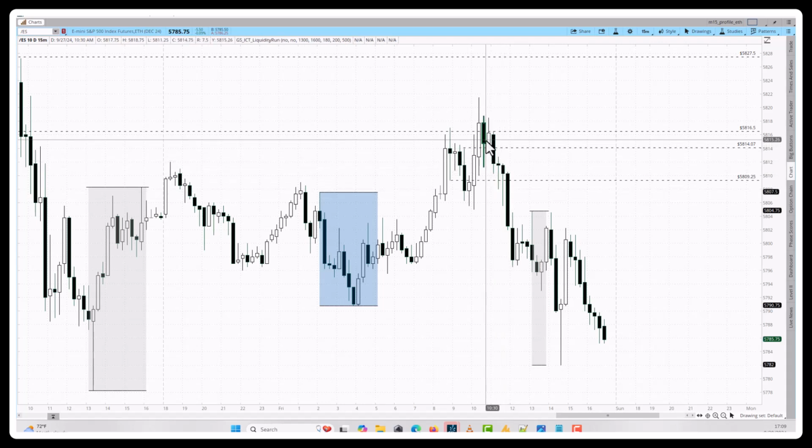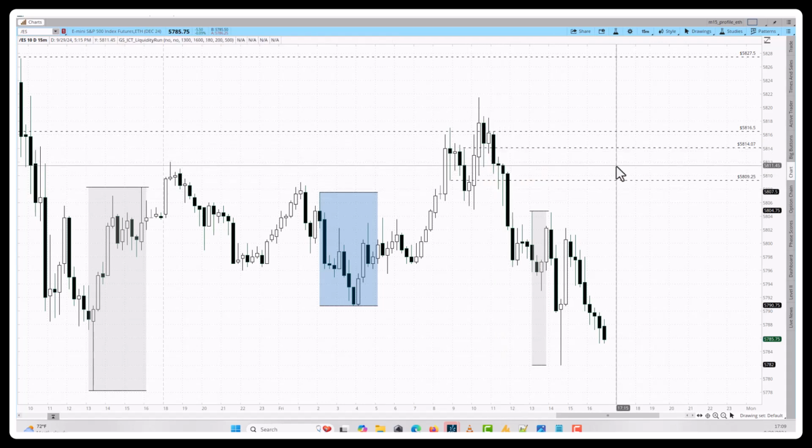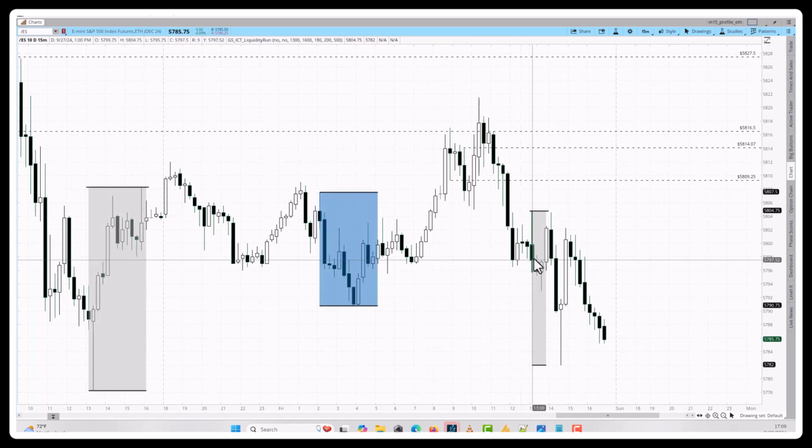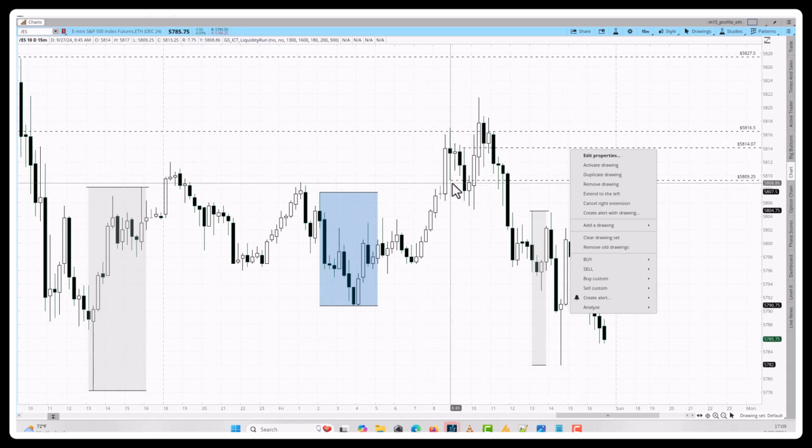You see that the type 1 reversal is stronger. You see, it's very strong. It's stronger than the type 2 reversal.